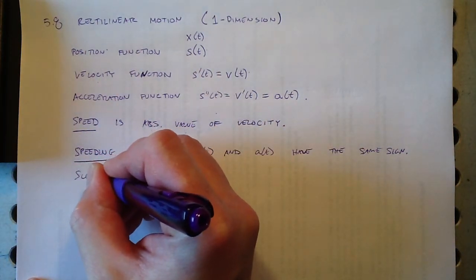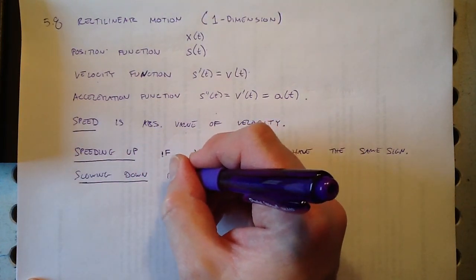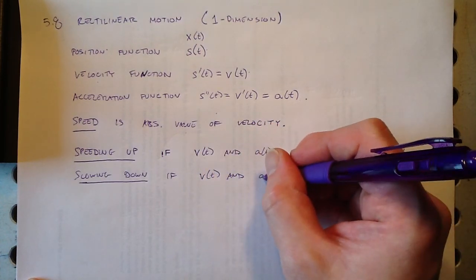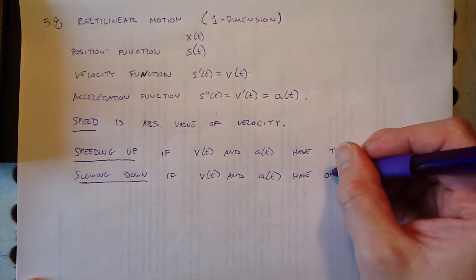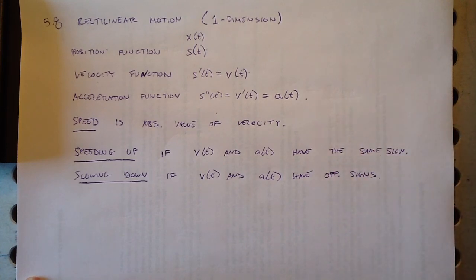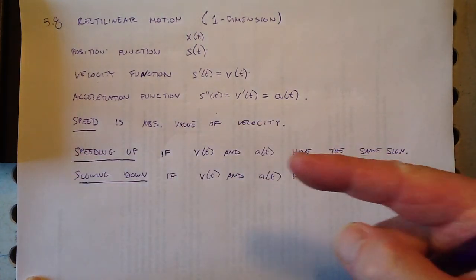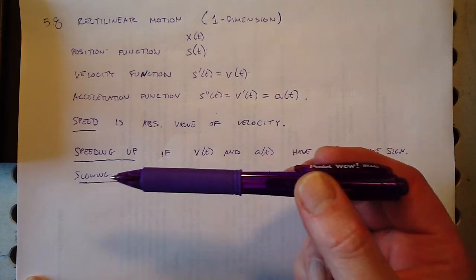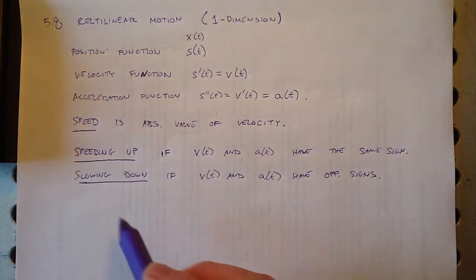Likewise, something is slowing down if velocity and acceleration have opposite signs. You could think of that as being sort of like a wind in your face effect. If your velocity is this way, but your acceleration is fighting against you, that's going to make it seem like you're slowing down. Likewise, if your velocity is negative, but your acceleration is positive, those two things are fighting against each other, and it will appear that you are slowing down.